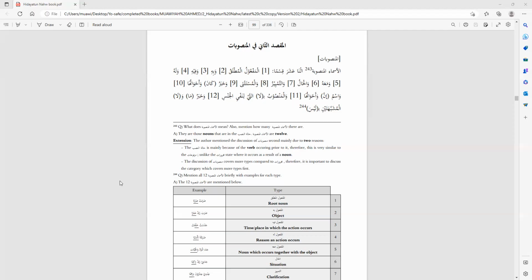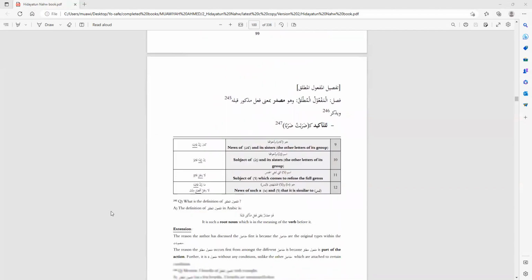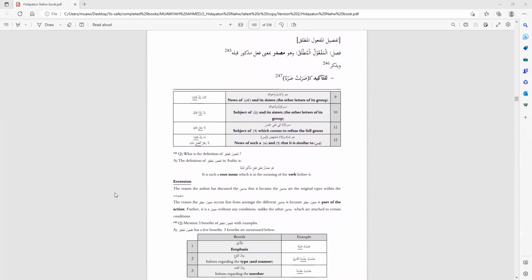فصل المفعول المطلق. The مفعول مطلق وهو مصدر بمعنى فعل مذكور قبله. It is a root noun with the meaning of the verb mentioned before it, ويذكر للتأكيد, and is mentioned for emphasis, كضربت ضربا, like in the example ضربت ضربا. So ضربا would be the مفعول مطلق.